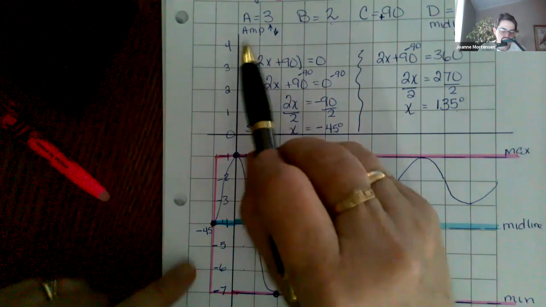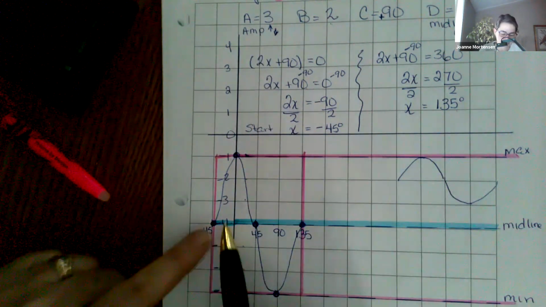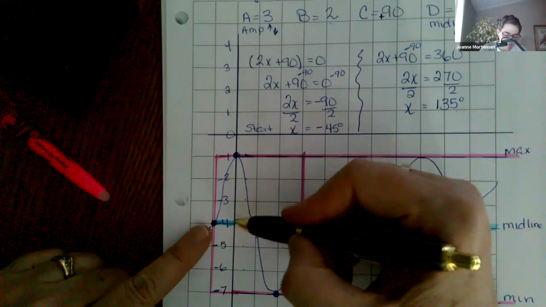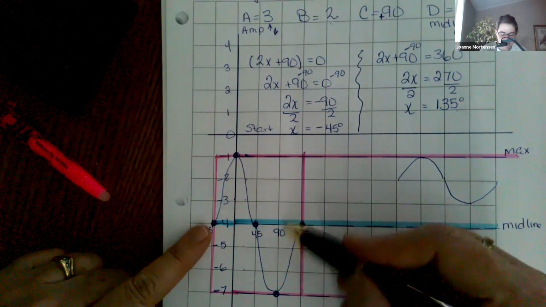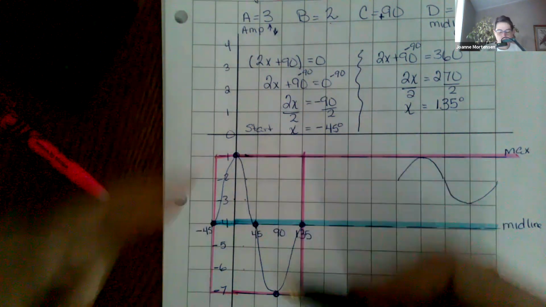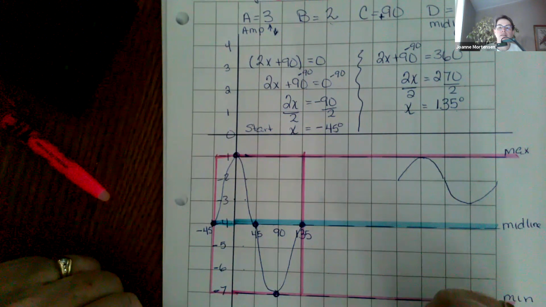All right, number 1 said the amplitude should be 3. So here's our middle, and we went up 1, 2, 3, and down 1, 2, 3. Okay, so that's good. And we also know it's symmetrical this way, distance-wise.